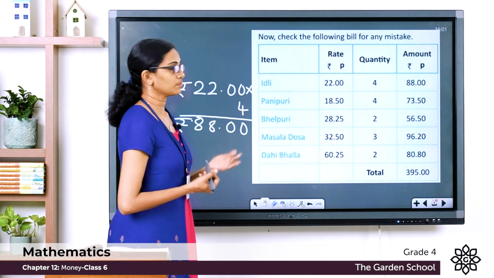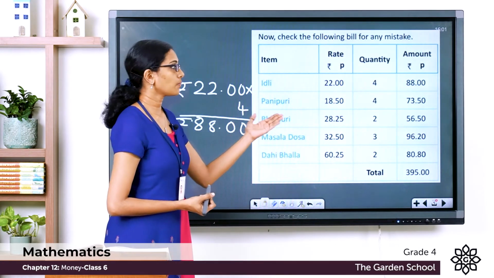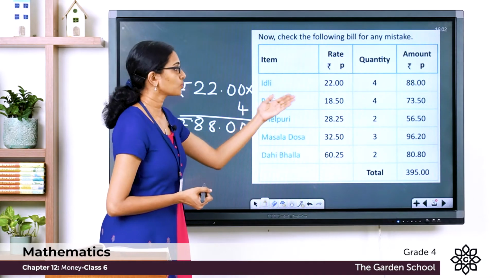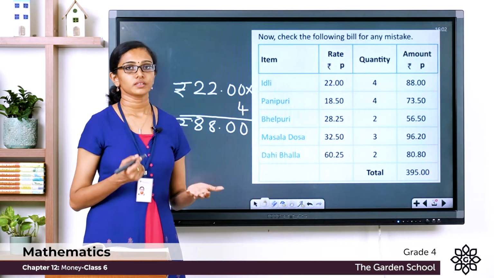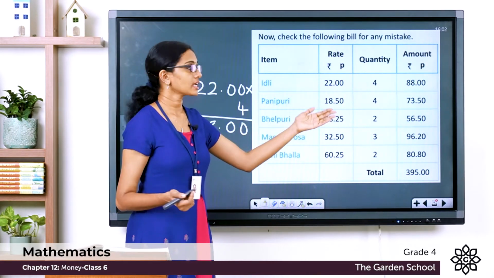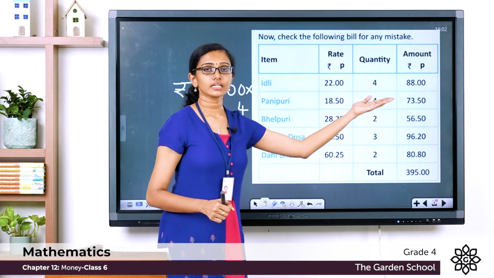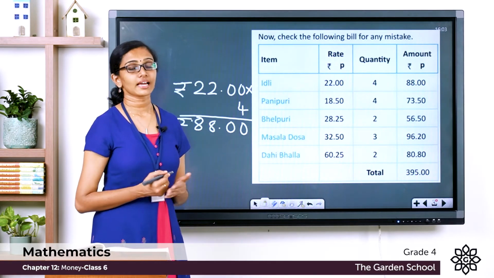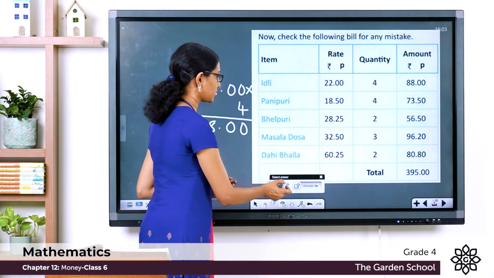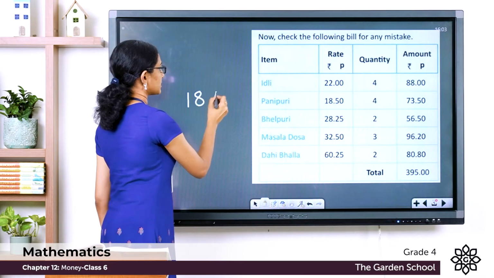Now the next one, pani puri. The rate per item is 18 rupee 50 paise and you are buying 4 units of that item. So what will be the cost of pani puri? The cost of pani puri will be the rate per item into the quantity, which is 18 rupee 50 paise into 4. Let's check the amount given here is the correct amount. So let's calculate the cost of pani puri. So it will be 18 rupee 50 paise into 4.